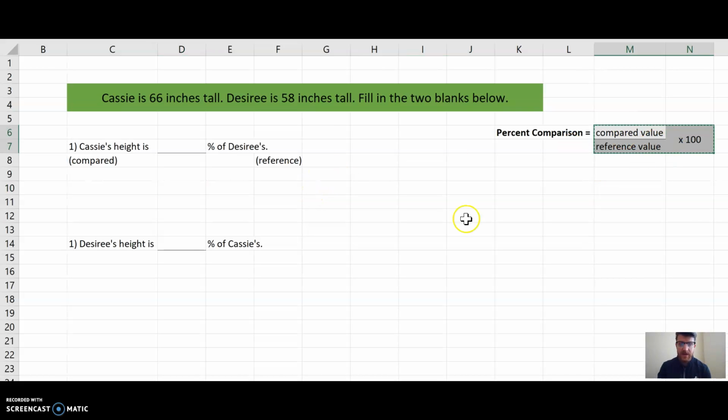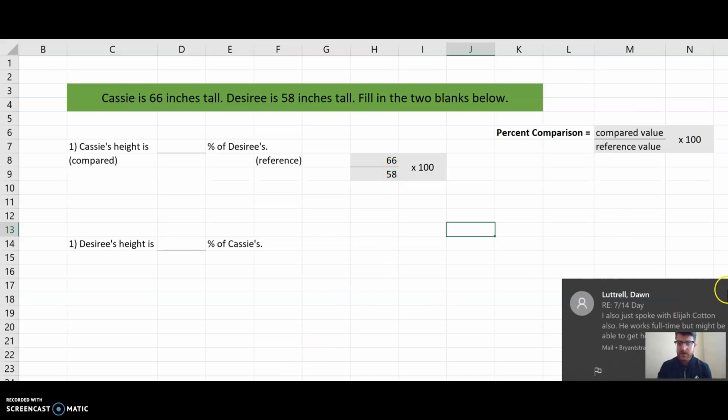I'm going to copy and paste this over here. So the compared value is Cassie, who is 66. Desiree is 58. So we have 66 divided by 58 times 100.